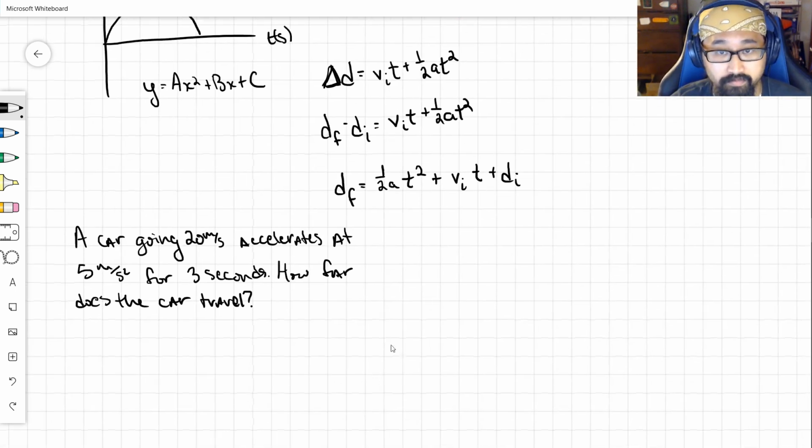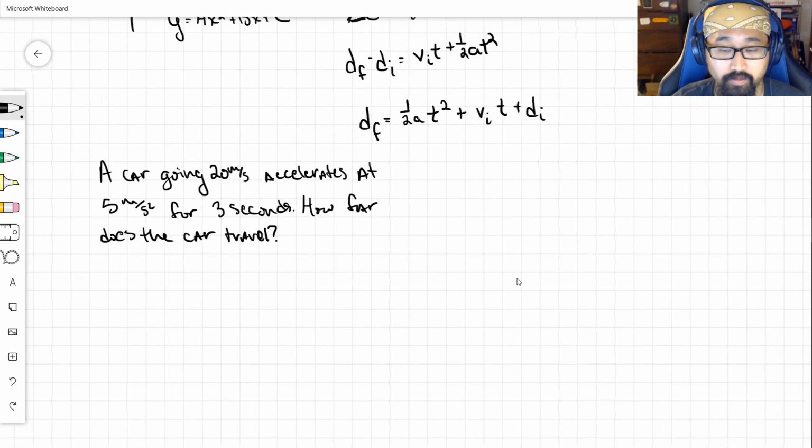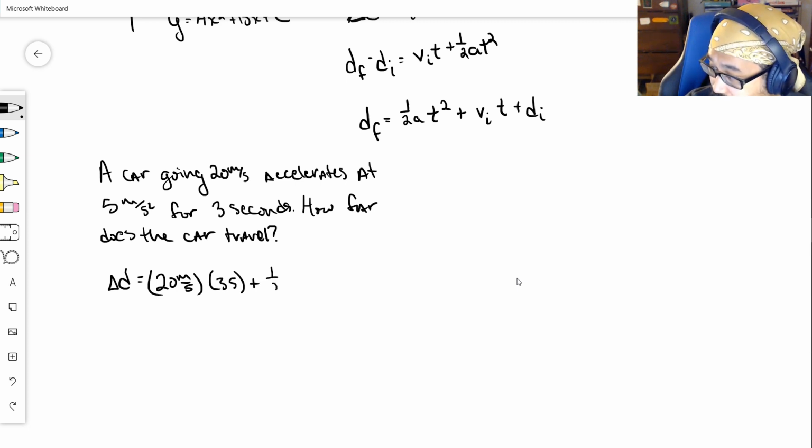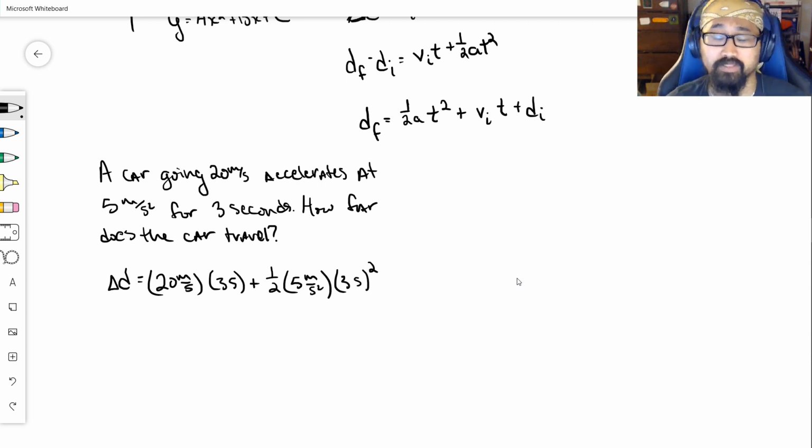Well, now that we have the equation, we can do the math. The change in distance for this car is equal to the initial velocity times the time plus 1/2 of the acceleration times the time squared. Now please be careful, please, seriously.